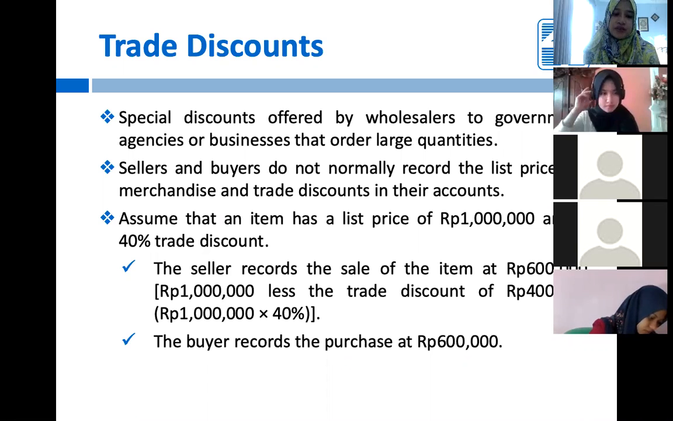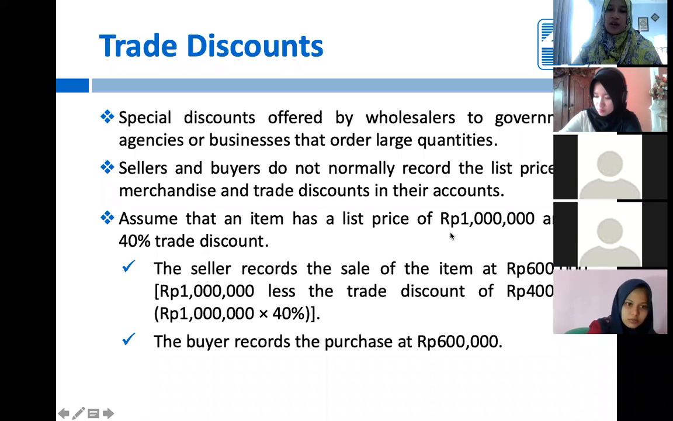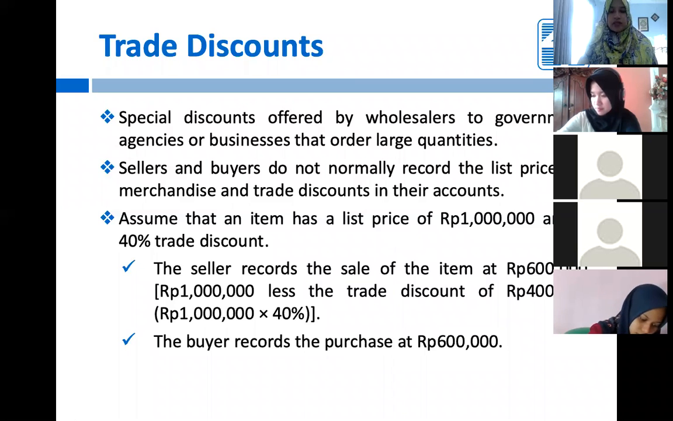And then sometimes also to hide the real price of the commodity. You see why they hide the price? They don't want their competitors to know the real price of the commodity. So they would put the list price in the catalog at a higher price, but actually there is a trade discount. So the buyer is paying less than what is written in the catalog.